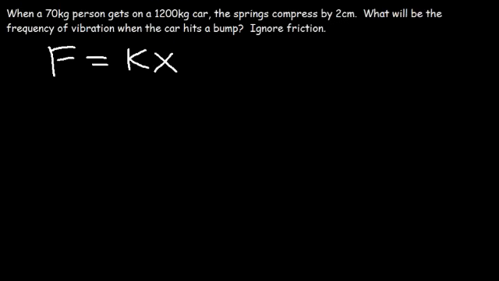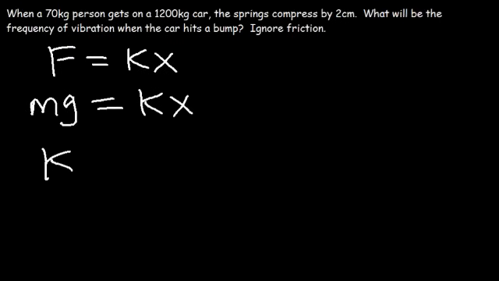The force that compresses the spring by 2 centimeters is the weight of the person, because once he gets on the car, x changes by 2 centimeters. So we only need to use the weight of that person and not the weight of the car and the person to find k. So k is equal to mg divided by x.